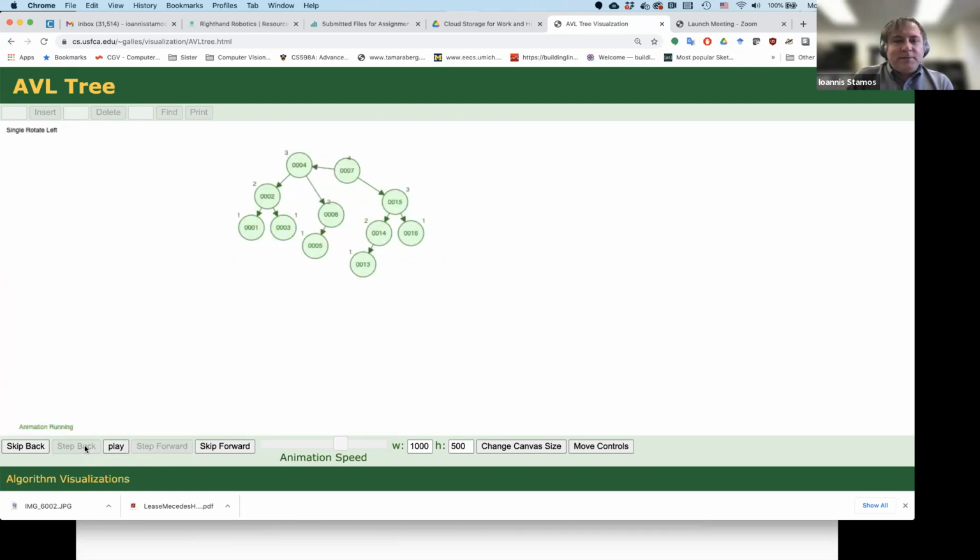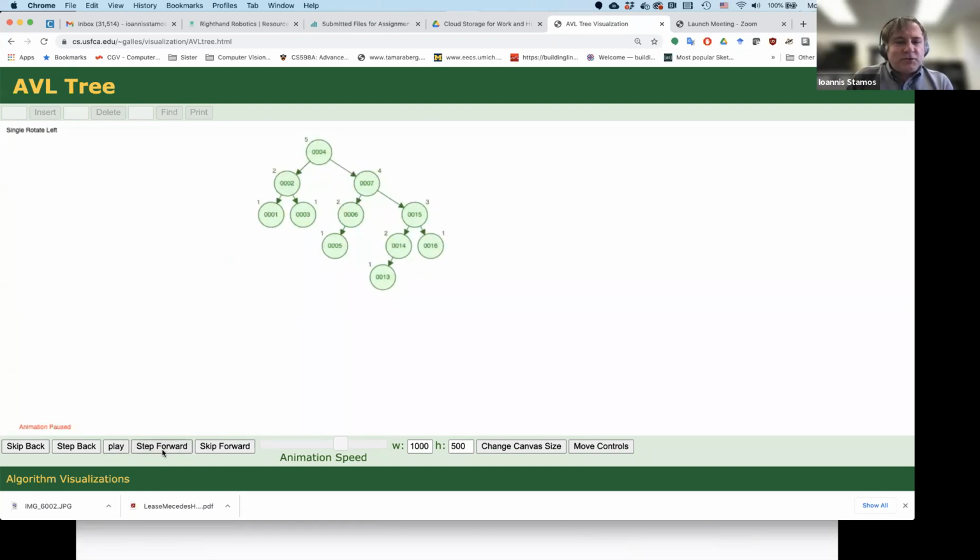Oh, sorry, let's go back. Now, why do we do a single rotation here, not a double? We said it's 13. The violation was at 4. Why is it a single rotation? Because we went right twice. We said 13 is in the right subtree of 7. So it's right of 4 and right of 7. So basically, it's a very simple rotation.